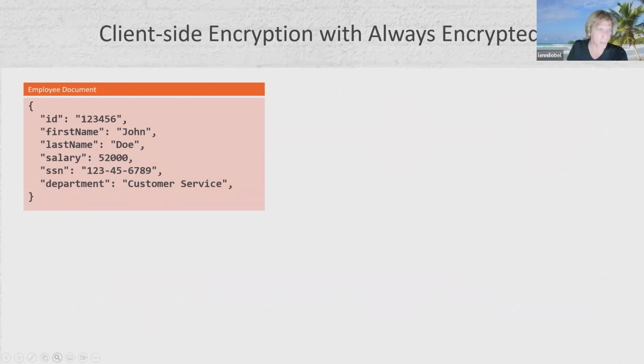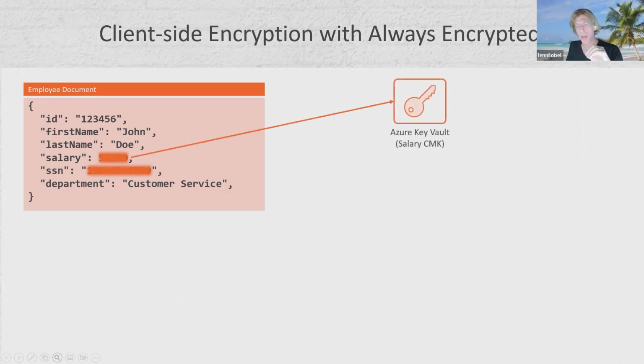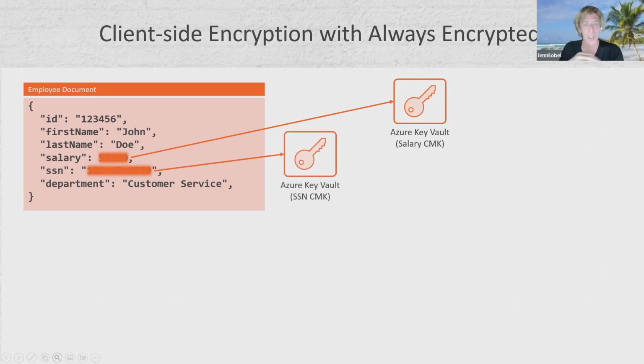So here's an example. Here I've got some sensitive data like the salary and the social security number. I want to protect those. Like, ordinary clients should never be able to see those values. So what I'm going to do is I'm going to create a key inside of Azure Key Vault for the salary, and I'm going to create another key inside of another Key Vault for the social.